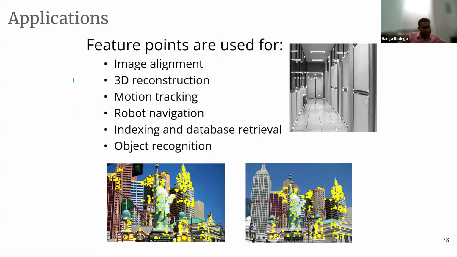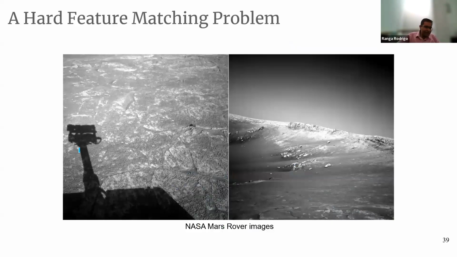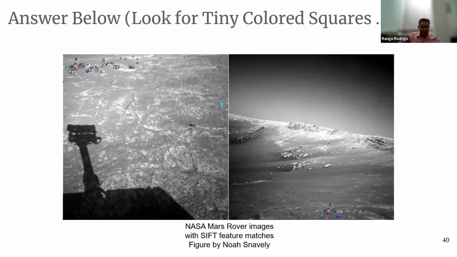So they are important for image alignment, 3D reconstruction, motion tracking, robot navigation, indexing and database retrieval, and object recognition. For all these things, these corners are very useful. Okay, now if you take these two images taken by the NASA Mars rover, where is the rover looking in the second image? As a human being, you cannot tell. But if you detect features, so-called SIFT features, which we will study later, you can see where it is looking on Mars.